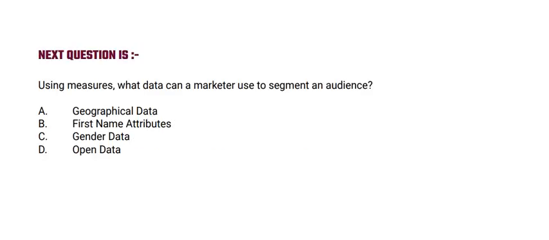Next question is: using measures, what data can a marketer use to segment an audience? Options are option A geographical data, option B first name attributes, option C gender data, and option D open data. The correct option is option D.